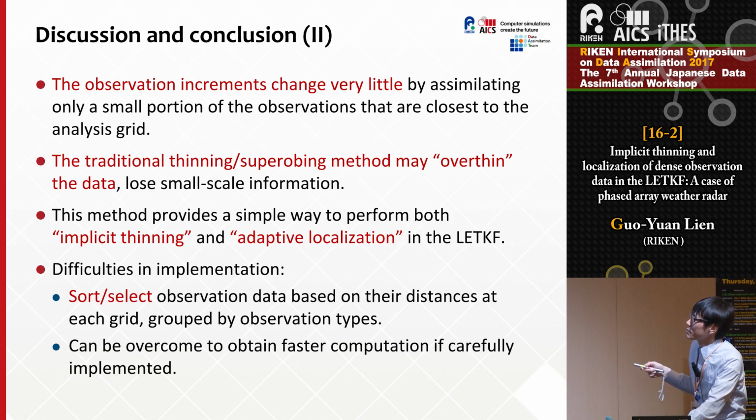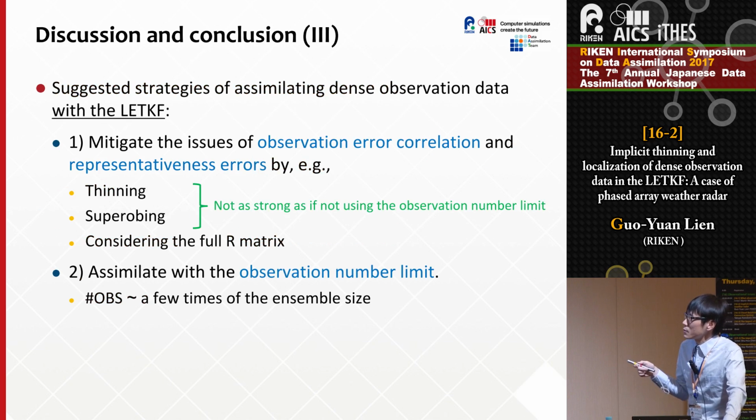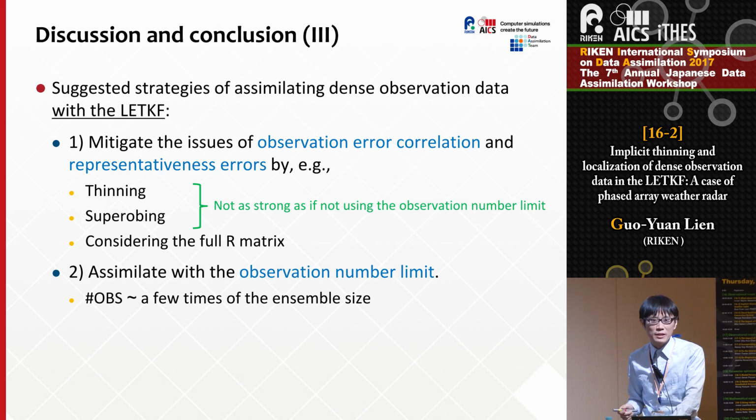So we would like to suggest a strategy for assimilating dense observation data with the LETKF. We know there are observation error correlation and representativeness error issues we need to deal with. So first, we still need to mitigate this issue by some method like thinning, or you can solve it in a more fundamental way, like considering the R matrix. But if you do thinning, we don't need to do too strong thinning. And then after that, we assimilate with the observation number limit, with the limit being about a few times the ensemble size. So I will stop here, and thank you very much for your attention.